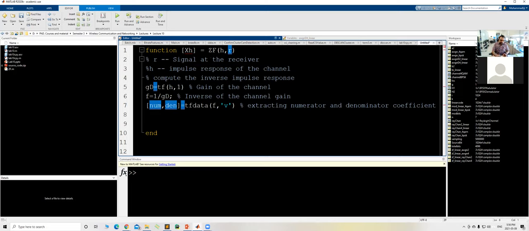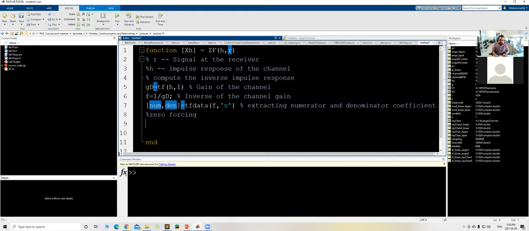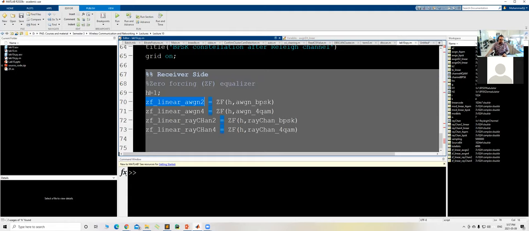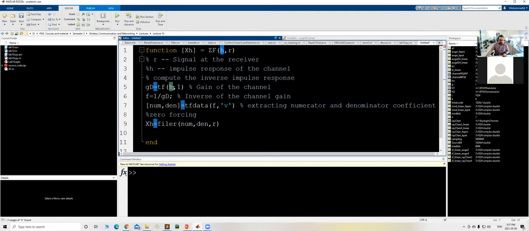And now let's implement the zero forcing. For the zero forcing, let's say my XH, which is my output, is equal to the filter, and the filter needs the numerator and denominator. So this is my numerator, which I extracted from here. And I will also copy the denominator value, which is here. And then I will also copy my input, my incoming data, which is here. So what we did, we firstly applied the transfer function for the channel gain that we got from the input. And actually we have used only one, so the H is also one.